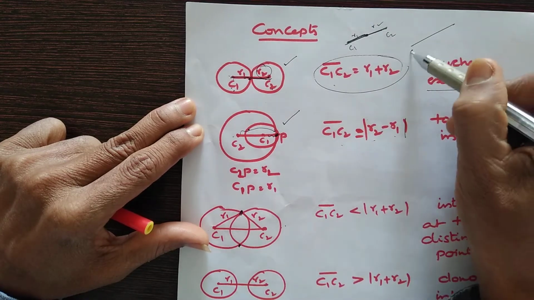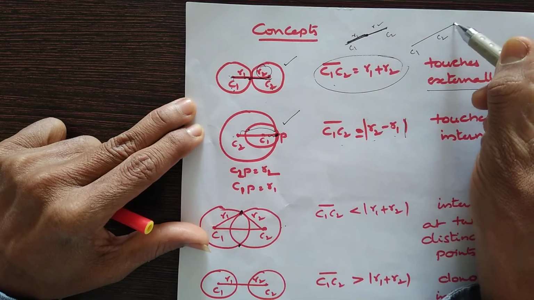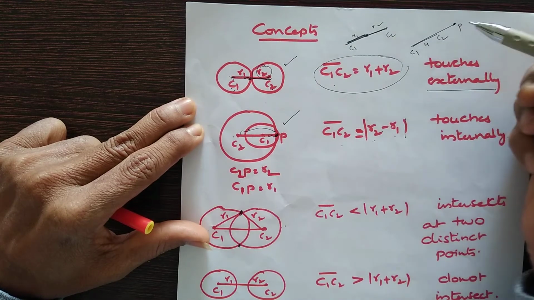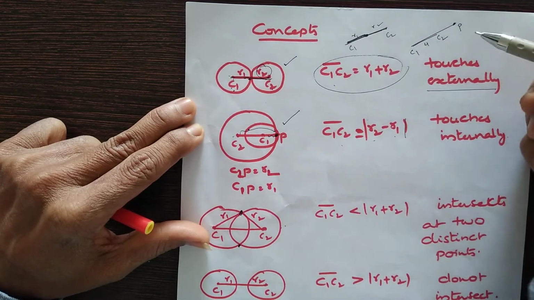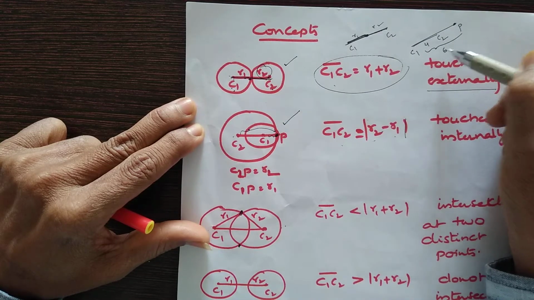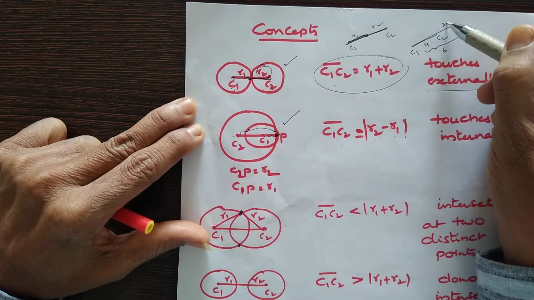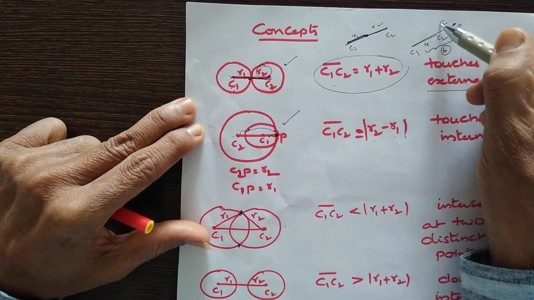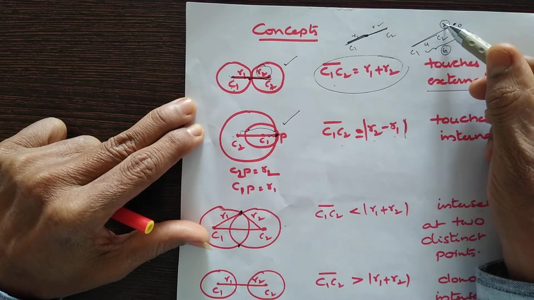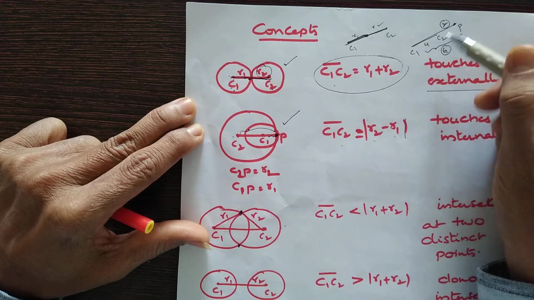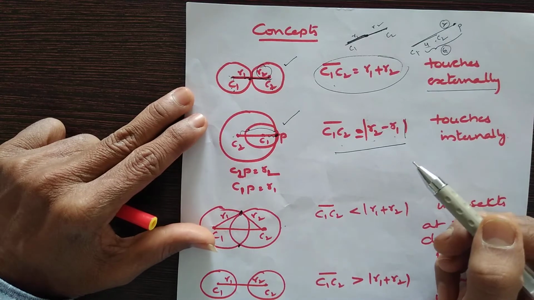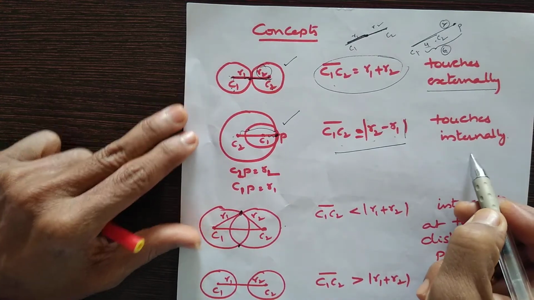See, for example, this is C1, this is C2 and this point P. Over here I am taking 4 units. C1 C2 is 4 units. This total is 6, and this is 2. Now R2 is equal to 6, R1 is equal to 2. So R2 minus R1 is how much? 4. C1 C2 is how much? 4. So the equation is satisfied. So then we can say that it touches internally.